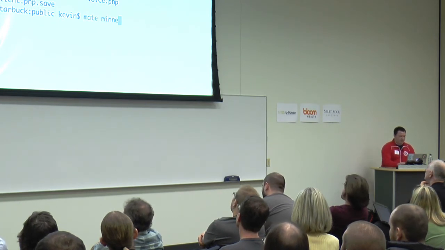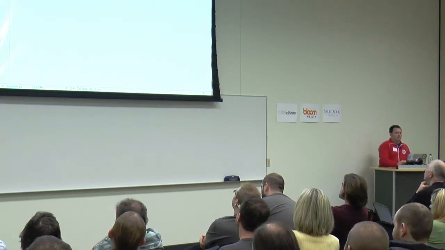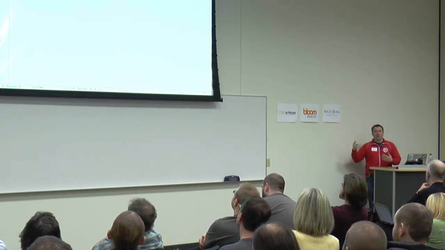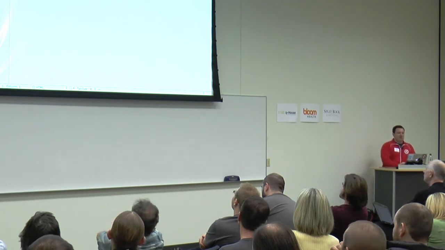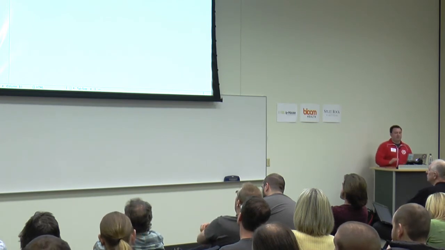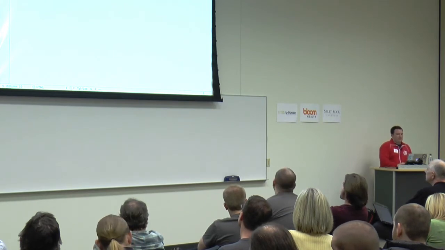So we'll do MinneBar latency, MinneBar outgoing.php. All right. So in this case, this is the TwiML that's going to be served back to Twilio whenever my browser makes an outbound call. So when I want to make an outbound call, I'm basically going to look in the post parameters that were sent to this PHP script for the number that I want to call, and then I'm going to dial that number. Also, when I make outbound calls, I have to specify a caller ID, and that's the ID that's going to show up on the phone of the person that I'm calling.